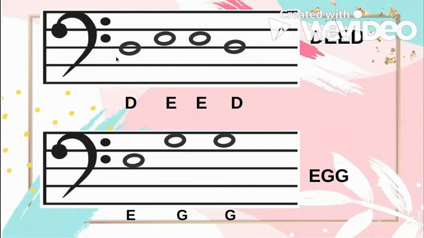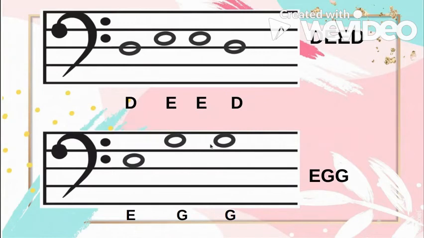Again, C is placed here in the second space. So just read. Do. What's next? Re. Re is for D. Mi. This one is E. E is mi. Another mi, we have E. And the last one, next, the same as the first one, we have D. So the word being formed in this musical staff, we have did. Very good.